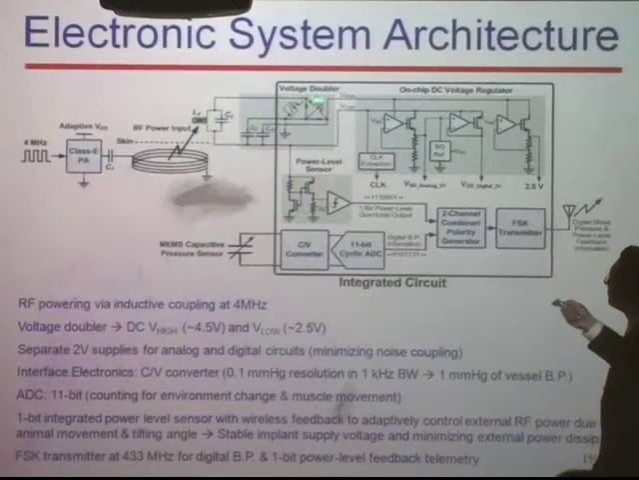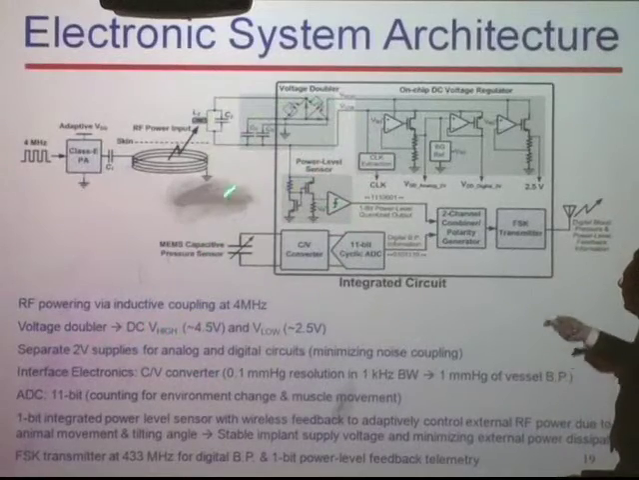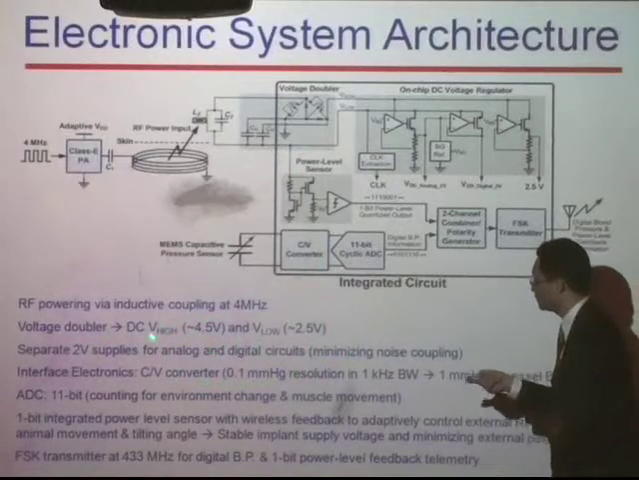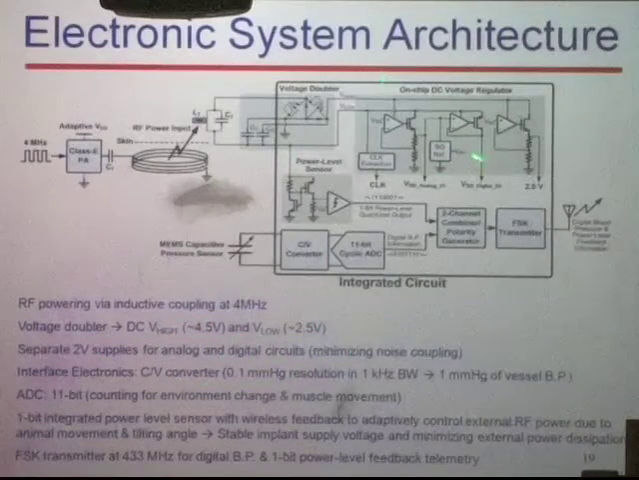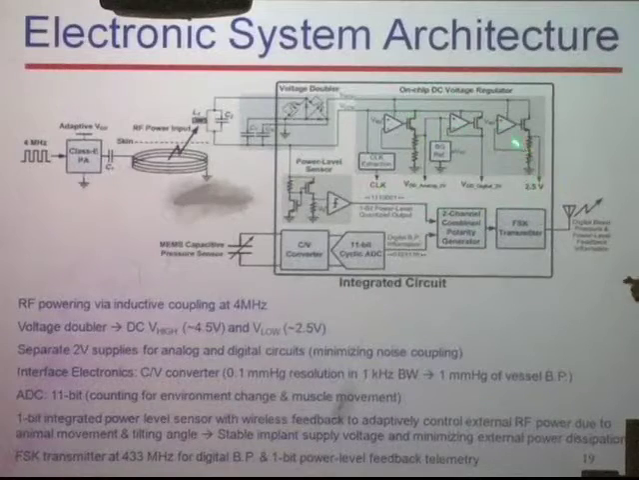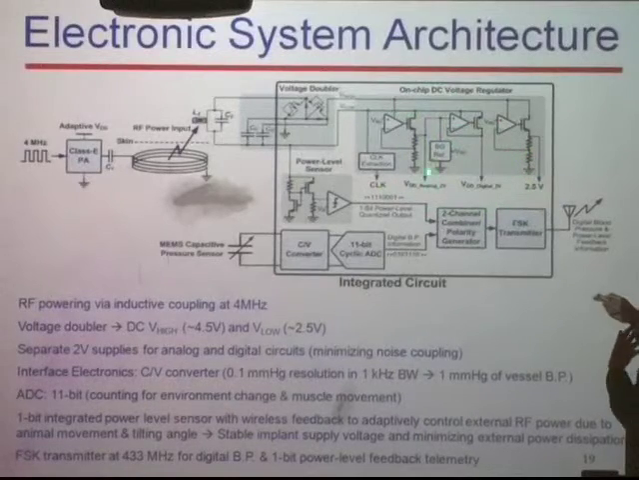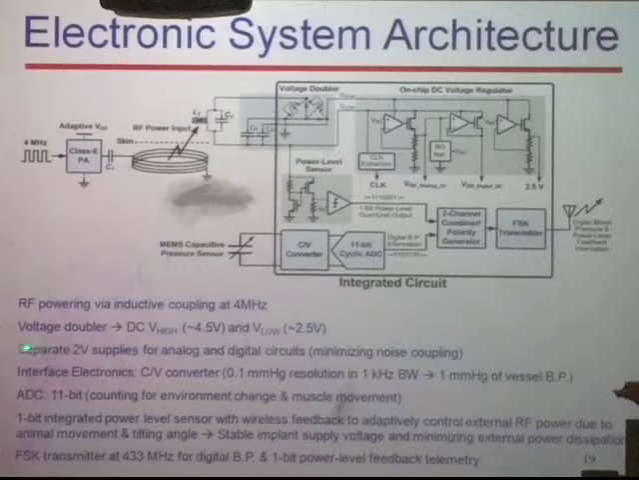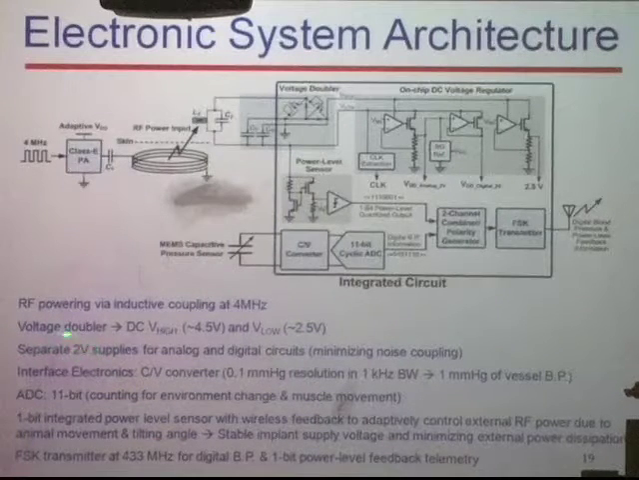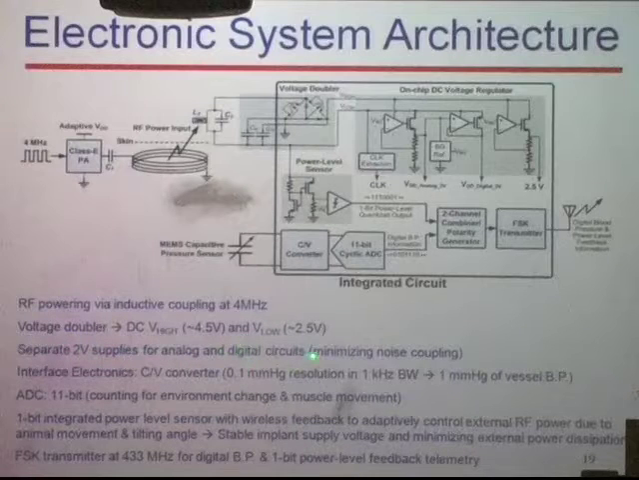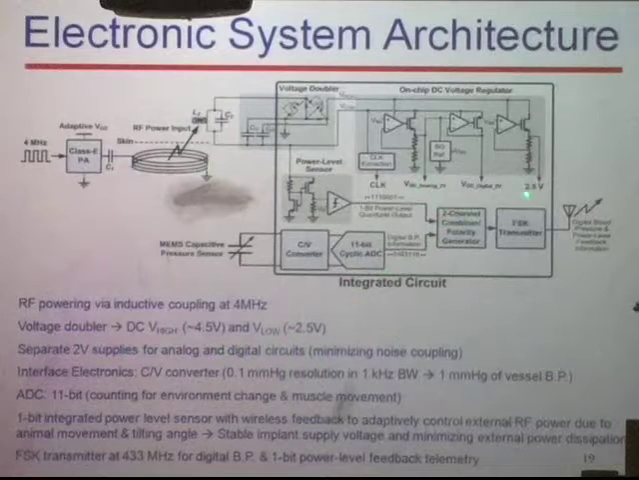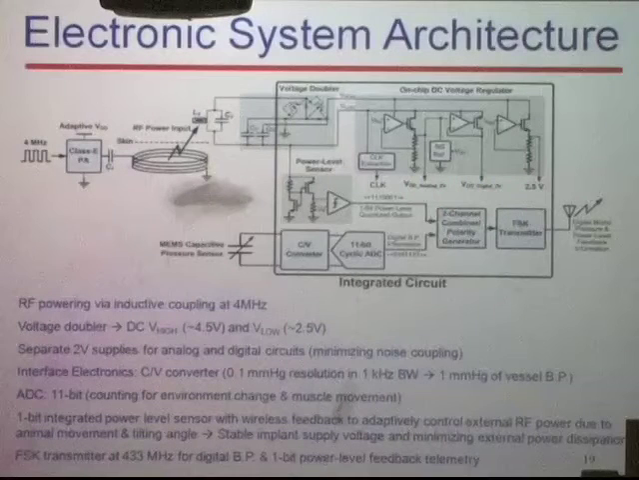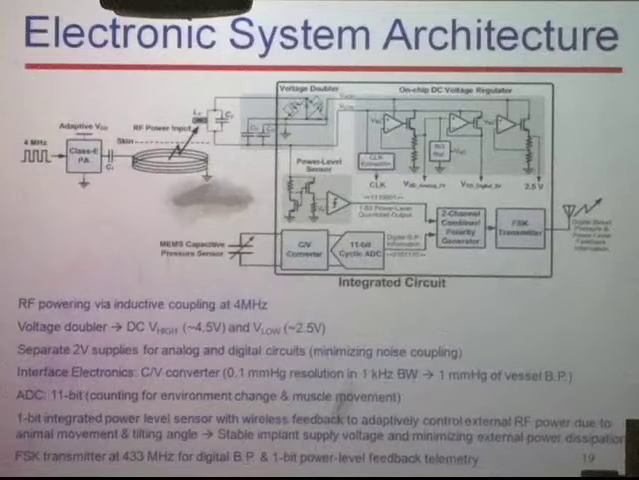So the RF voltage comes in. We go through a CMOS voltage doubler to generate the DC voltage high and DC voltage low, 4.5 volt and 2.5 volt. And these drive an array of on-chip voltage generators. And you notice that we generate separate 2 volt supplies for the analog and the digital circuits. This is 2 volt analog and this is 2 volt digital, because we want to minimize the coupling from the digital circuits to the analog circuits.